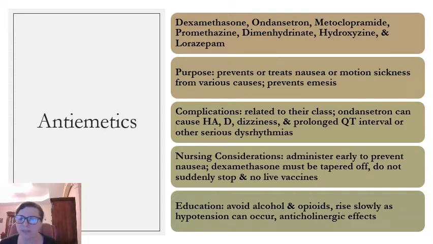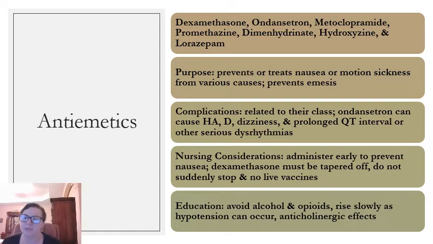So education we want to give these clients is to avoid alcohol and opioids. And they want to rise slowly. Rise slowly in order to prevent hypotension. So we usually give this along with an opioid. And so that's the thing here. So like we'll give it with morphine, or we've even diluted it with morphine just to mix it.